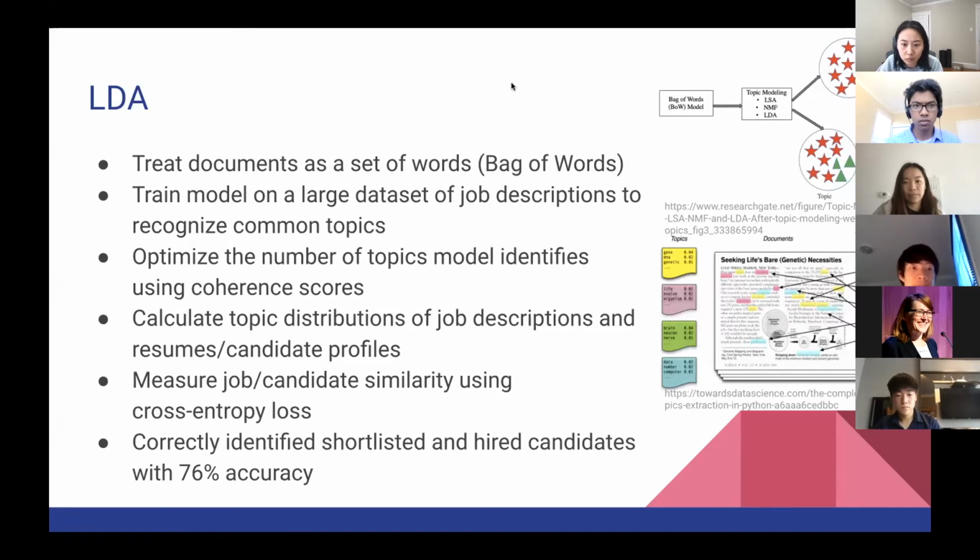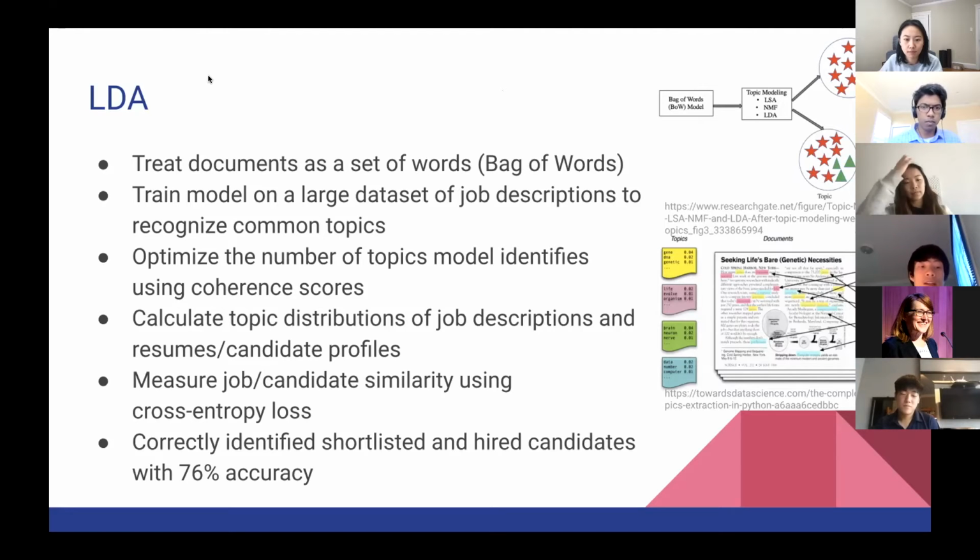Yeah, so for LDA, the idea is that we treat documents as a bag of words model. Each word is represented by a unique number as an index. Then we train the model on a large data set of job descriptions to recognize common topics. Since the LDA model can have any number of topics we want, we optimize the number of topics by using coherence scores.